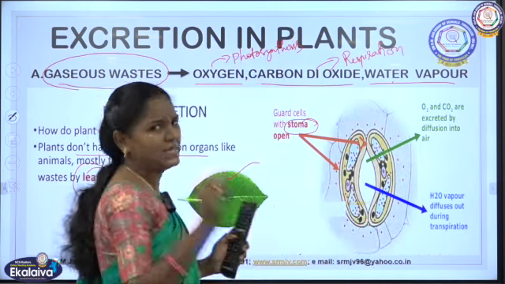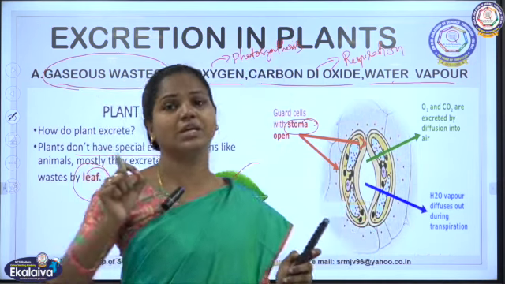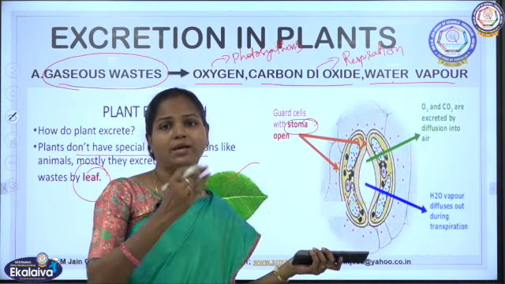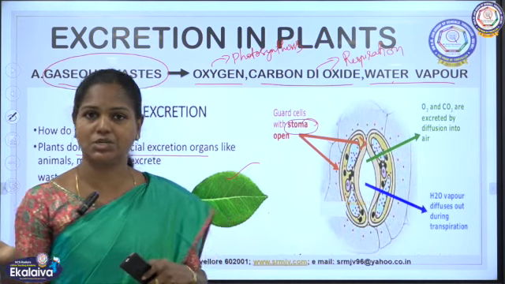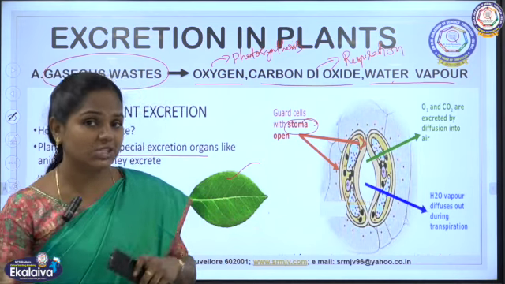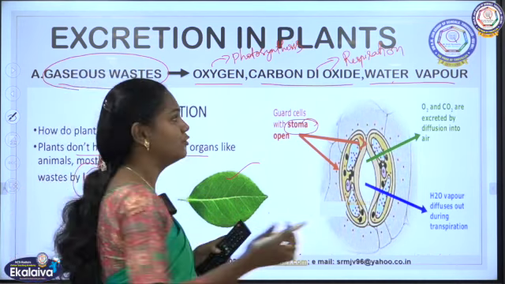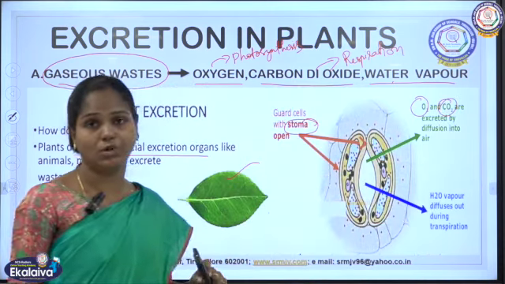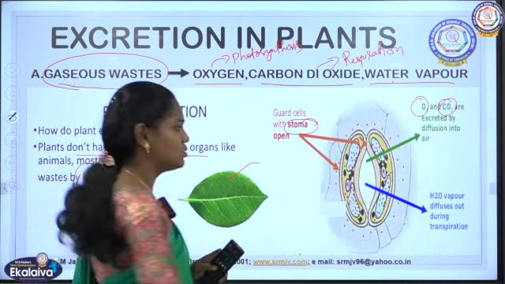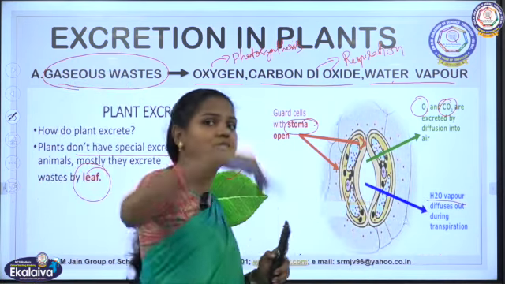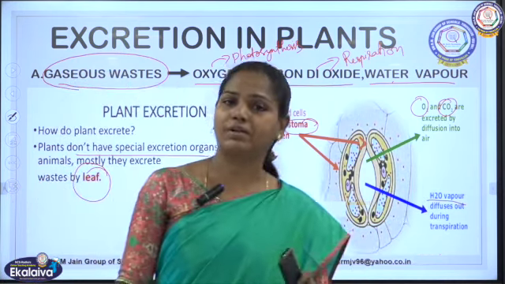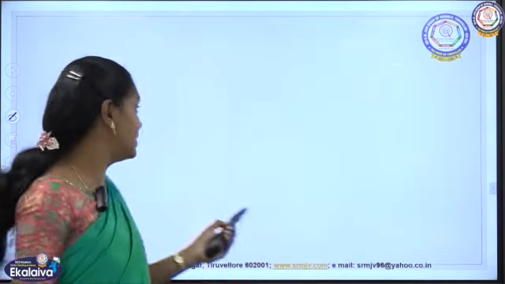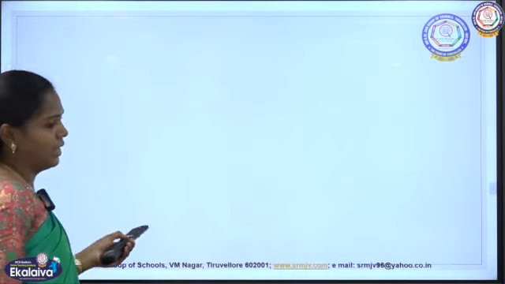Through these stomata, by simple diffusion. What is diffusion? Movement of a substance from the higher concentration to the lower concentration. Because of that concentration gradient, by simple diffusion, oxygen and carbon dioxide diffuse out of the plant body, and water vapor also diffuses out by the process of transpiration. So this is how the plant excretes its gaseous waste.